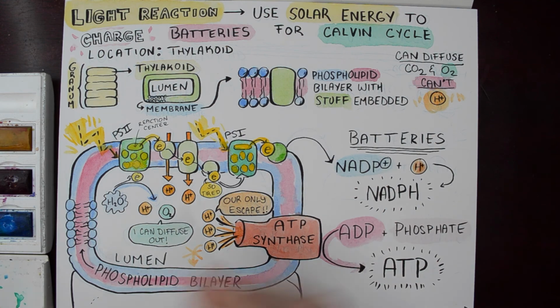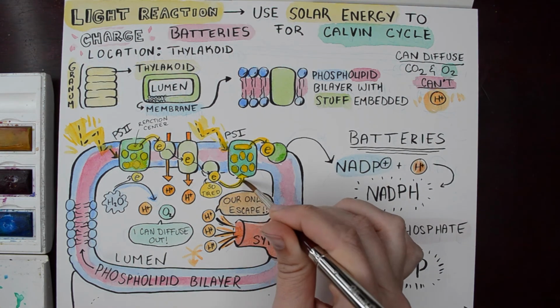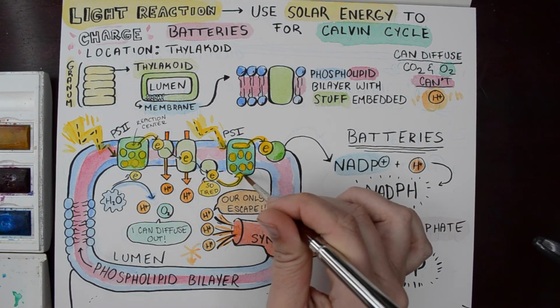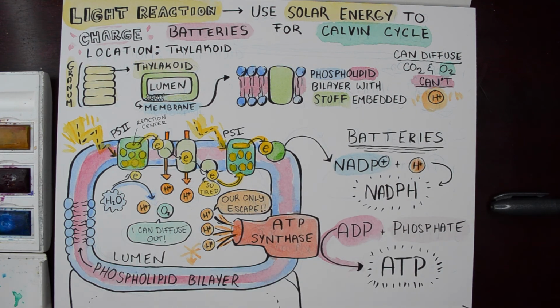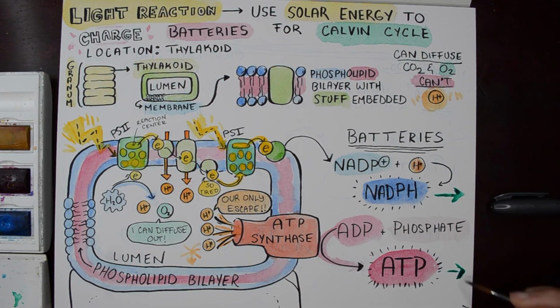Photosystem 1 needs to replace the electron that it has lost, and conveniently, it does that from the energy-drained electron that originally came from photosystem 2. So through this ridiculous process, we have converted solar energy to energized electrons, which do work to create our charged batteries, adenosine triphosphate and NADPH. These batteries will go to the Calvin cycle and power the reaction that converts carbon dioxide to sugar.